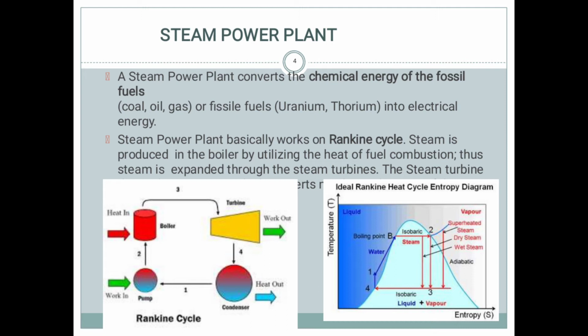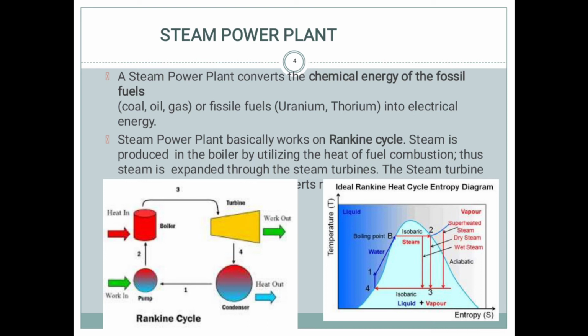Here the steam is expanded in the turbine. After expansion, the steam loses heat energy and it is dropped into the condenser. A condenser is a heat exchanger. With the help of cooling water, the heat is removed from the vapor. This condenser is used to convert the vapor into liquid.